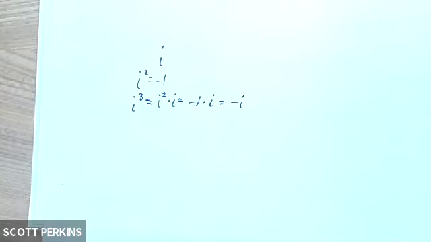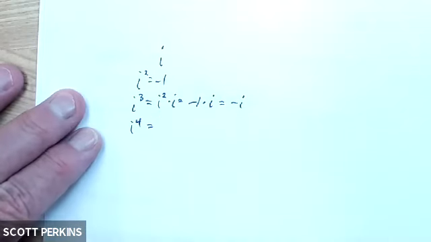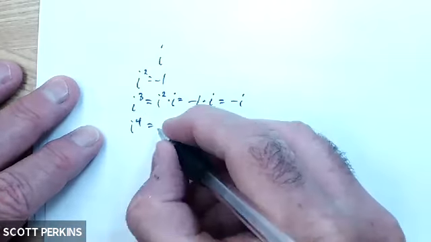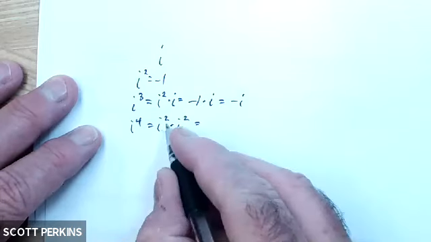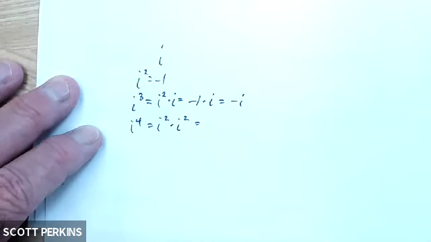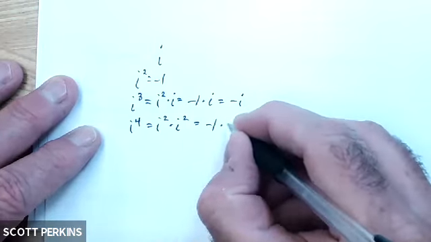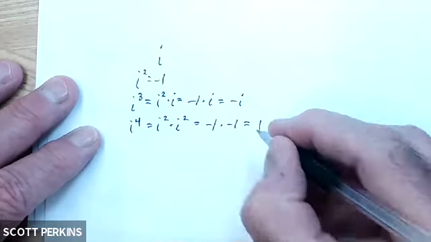Okay, that's interesting. Well, let's keep going. i to the fourth power. Again, I'm going to break i to the fourth power down into things I already know. So I'm going to use that i squared because I'm fond of it. So i squared times i squared, 2 plus 2 gives me 4. And each of those i squareds is negative 1. And negative 1 times negative 1 is 1.